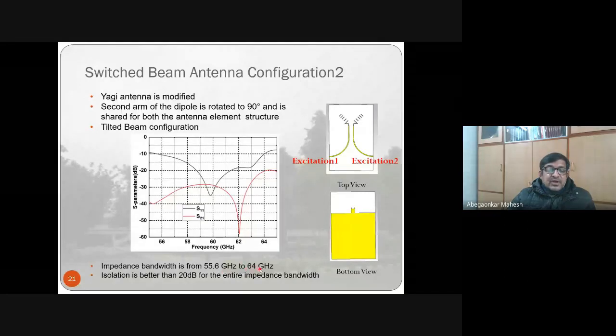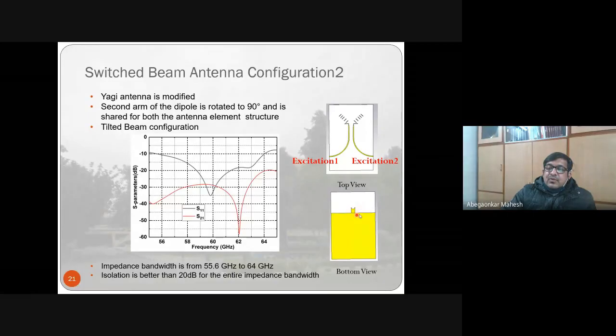Here, I just read this as well. This is the Yagi antenna, a modified Yagi antenna. The second arm of the dipole is rotated by 90 degrees and is shared for both antenna element structures. This is the one arm, and the second arm is tilted. What we see is the rotation is 90 degrees. As a result, they will combine. And so this is a tilted beam configuration.